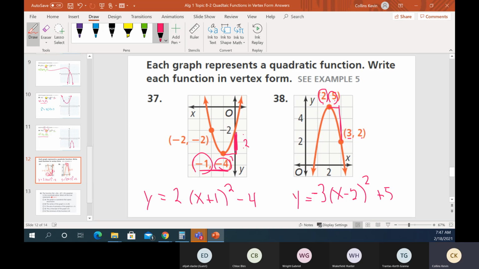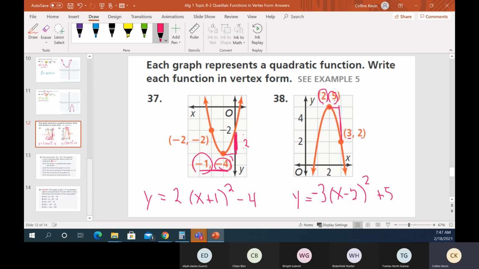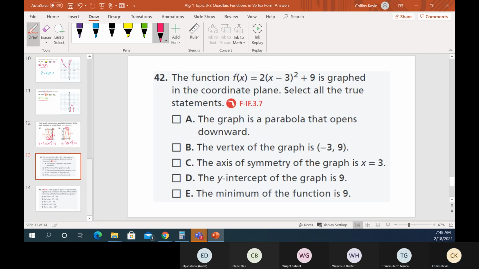All right, let's check out one or two more. We got 2 more things, so we got like a standardized test question, then we got like an ACT question, and that's it. So we're almost there. All right, so here we have our function. It says it's graphed on the coordinate plane. Select all true statements.